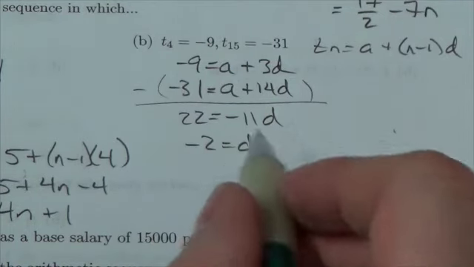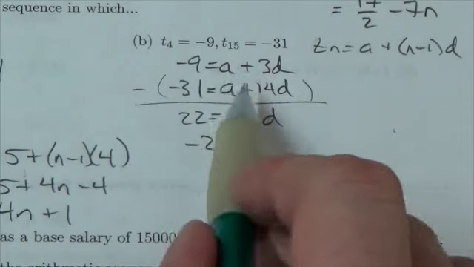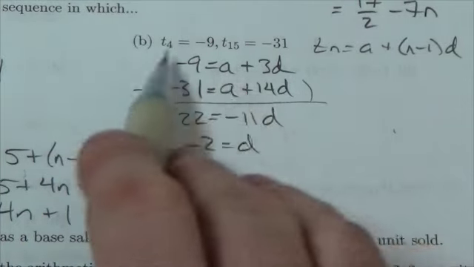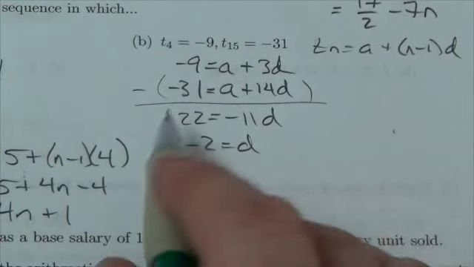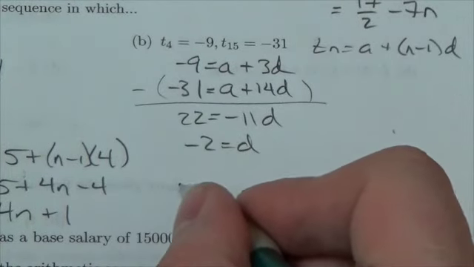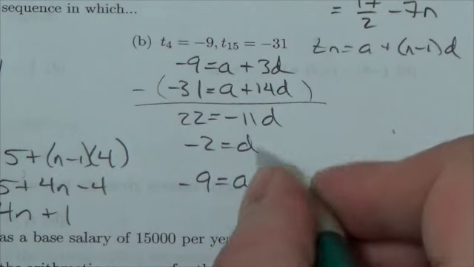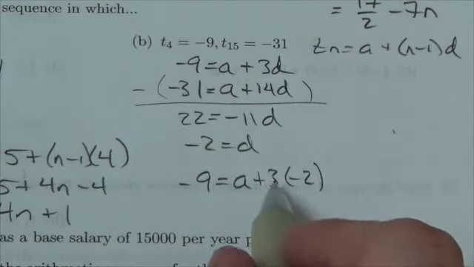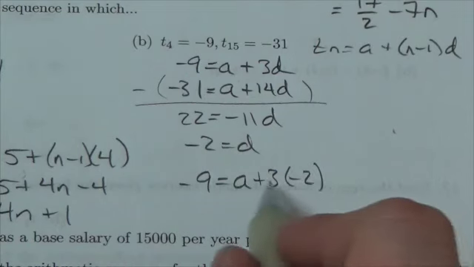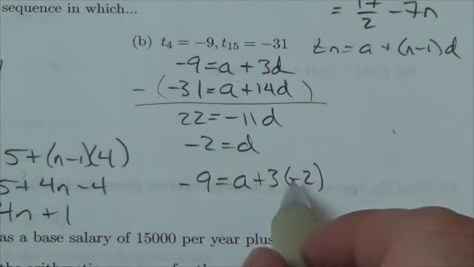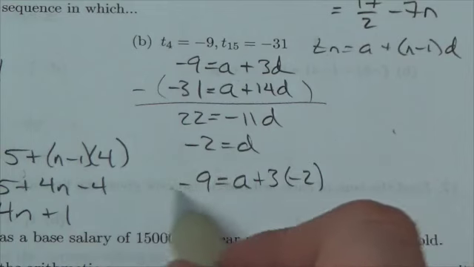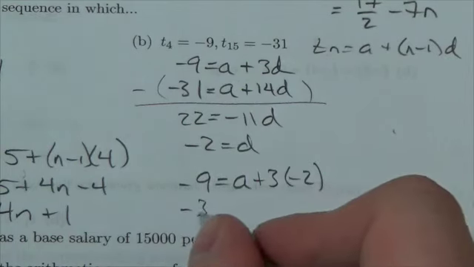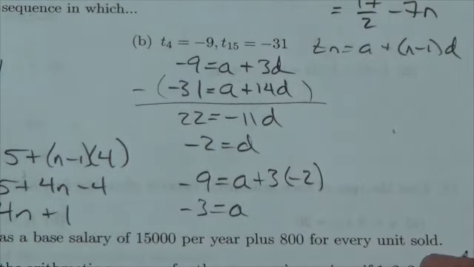Excellent. Now what I would do is go back up into one of my two original expressions here. It doesn't matter which one, but I'm lazy, so I'm going to take that first one because it looks like a little bit easier. The numbers look a little smaller. So negative 9 is equal to a plus 3 times negative 2. Well, 3 times negative 2 is going to end up being negative 6. And if I add that to both sides, I'm going to have on the left-hand side negative 9 plus 6. So negative 3 is equal to a.